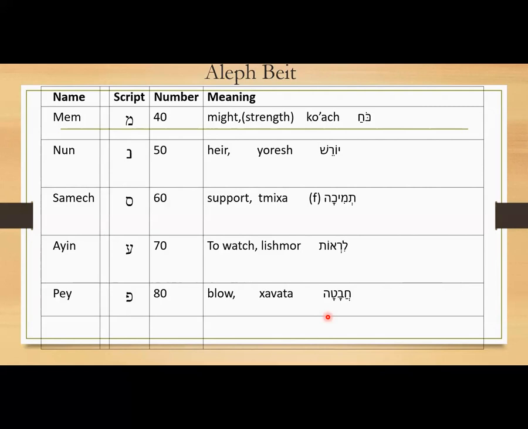Ani chavata, I blow. Did you see there that the cha is very fast because it is the shva with the patah, which is the shortest rendering of the a. Cha, va, ta. It's chavata. Okay? Chavata. I blow. Ani chavata. Okay? We'll see if you understand. Next and last one.